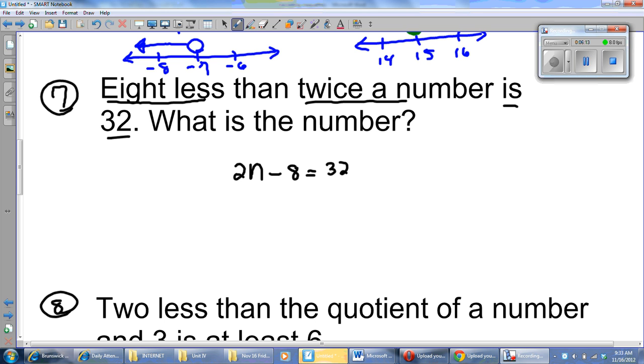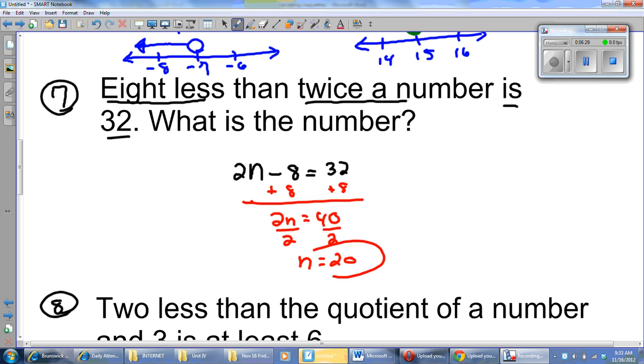And now that you see this, this is a real simple problem. I'm going to add 8 to both sides. I'm going to get 2n is going to equal 40. Divide by 2, divide by 2, n is going to equal 20. 20 is the number. Nice job, Erica.